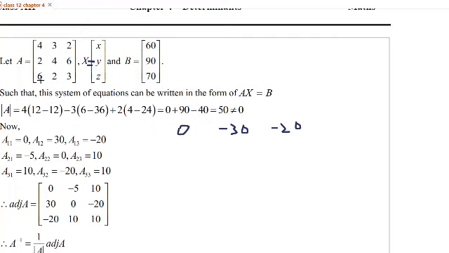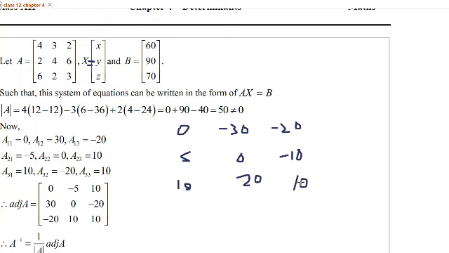Now hiding this 2 by column and row, I'll get 9 minus 4, that is 5. Hiding this 4 by row and column, I'll get 12 minus 12, that is 0 again. And hiding this 6 by row and column, I'll get 8 minus 18, that is minus 10. So this is minor 2, 3. Hiding this 6 by row and column, I'll get 18 minus 8, that is 10. Minor 3, 1. Hiding this 2 by row and column, I'll get 24 minus 4, that is 20, sorry. And hiding this element by row and column, I'll get 16 minus 6, that is 10.